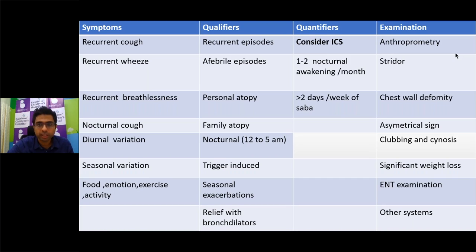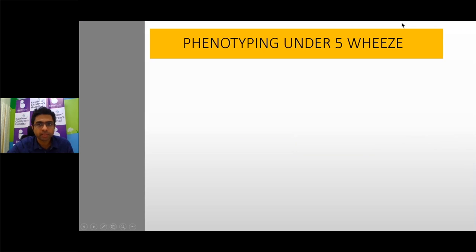The thing we should always keep in mind on examination is whether there is stridor, any chest wall deformity, any asymmetrical signs, clubbing, cyanosis, significant weight loss, or significant failure to thrive, which is not able to explain the wheeze alone. Careful ENT examination and other systemic examination should be done. So we classify them as symptoms, qualifiers, quantify them, and our examination findings.